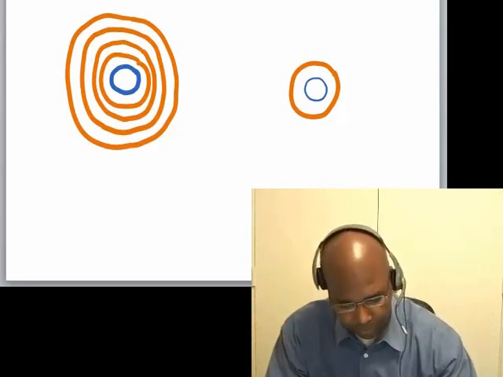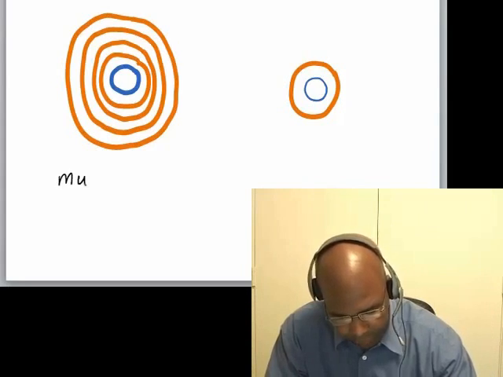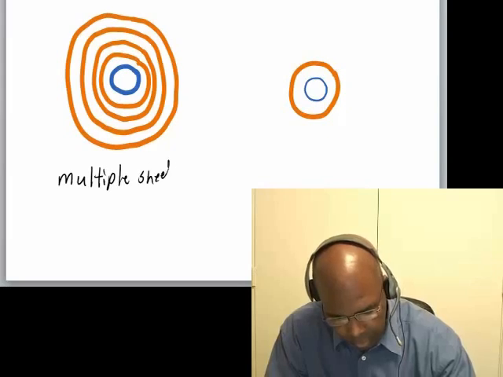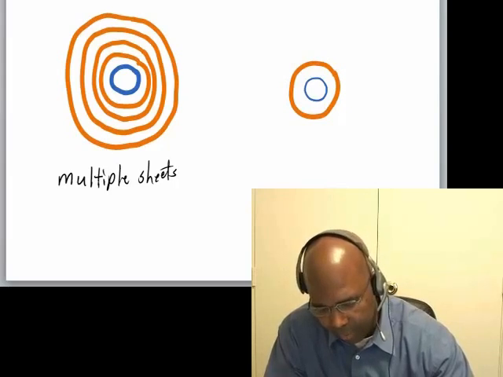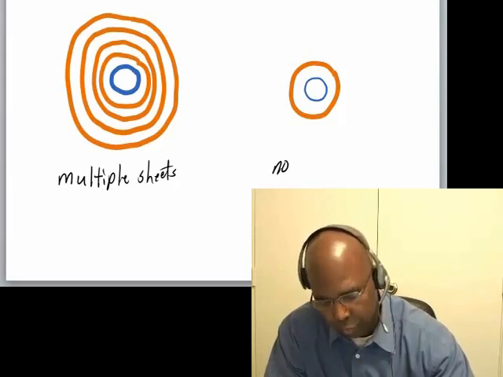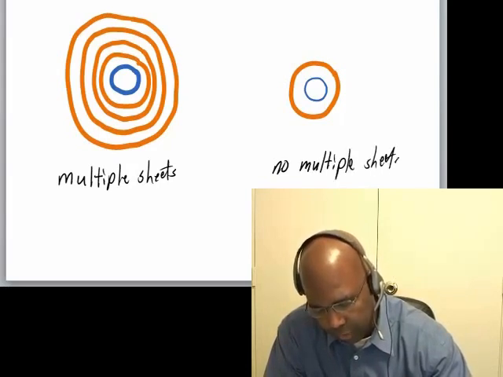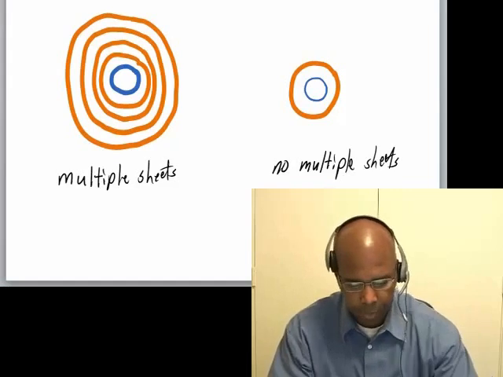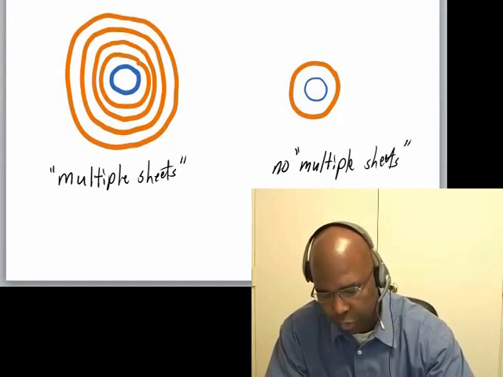So here we have, and this is very important in terms of classifying the two groups of bacteria. These bacteria have multiple sheets. And on the right, these bacteria have no multiple sheets. There's only a single sheet. Okay, so we have multiple sheets on the left, no multiple sheets on the right.